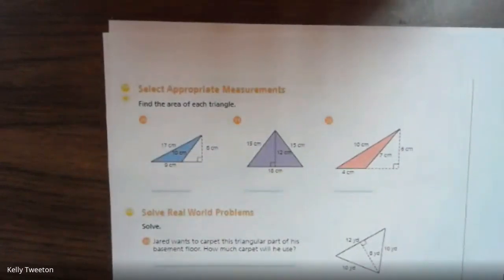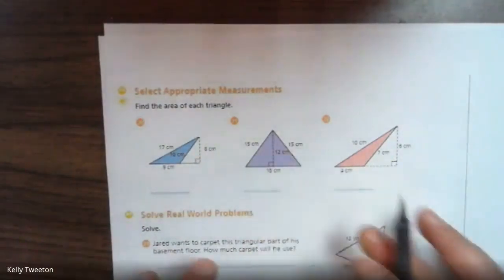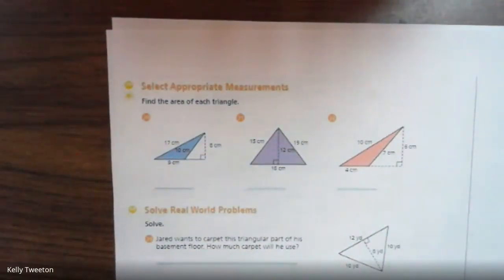Find the area of each triangle. So now we're going to take what we just learned and apply it to finding the area. If you're going to carpet something or paint something, knowing the area of a triangle will be very useful for you. So we have this triangle here, a lot of numbers, a lot of measurements in there. I see 4 different numbers. Well, how do you know what to use?